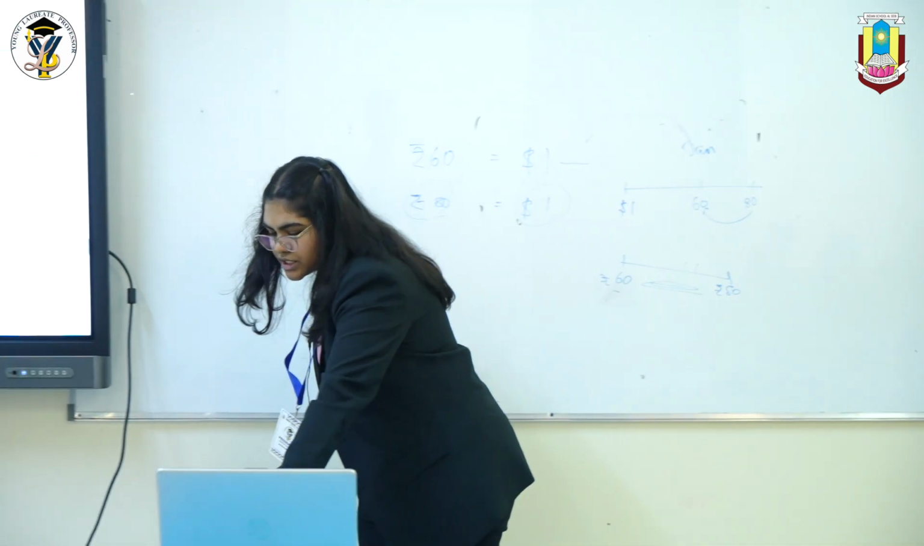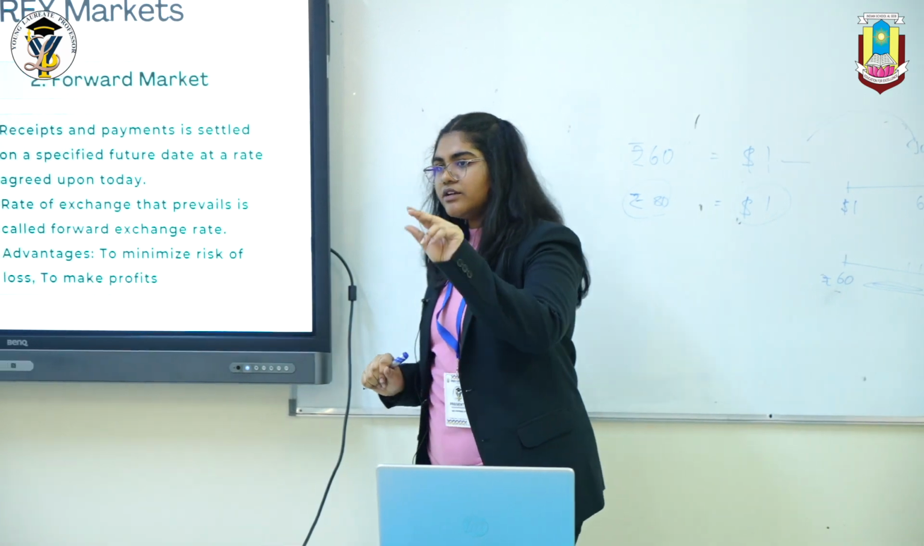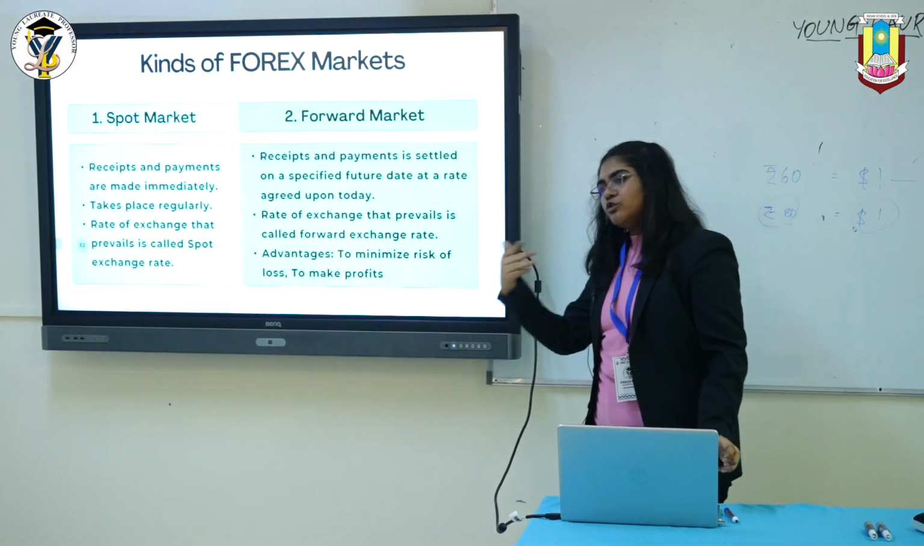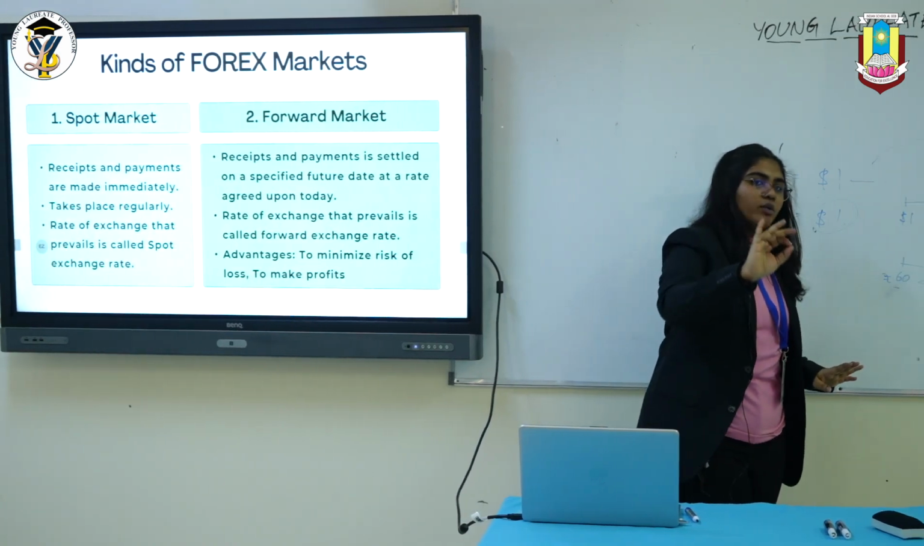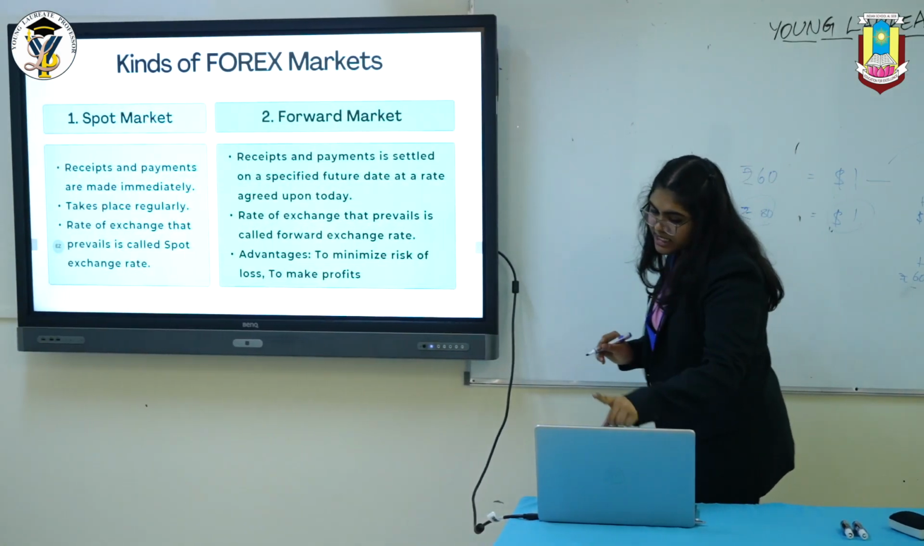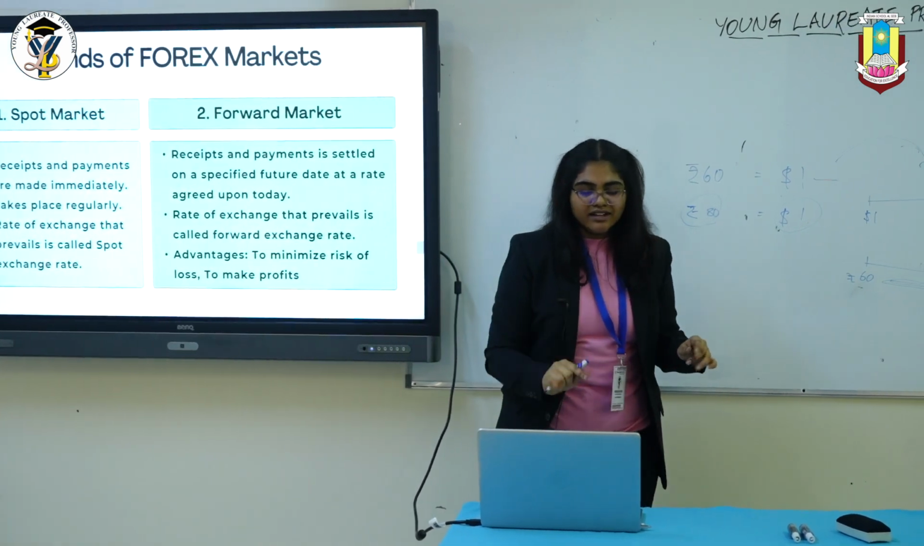So those three are the functions. There are two types of forex market: spot market and forward market. Spot market, on the spot payment. You buy now, you pay now. Over. Forward market, same thing as hedging function. Receipts and payments are settled on a specified future date at today's rate.